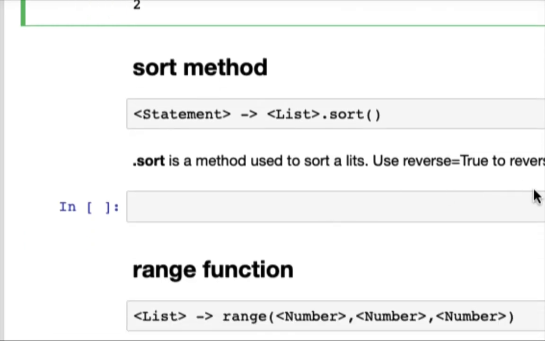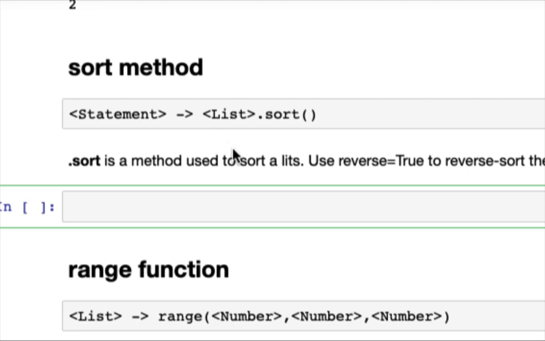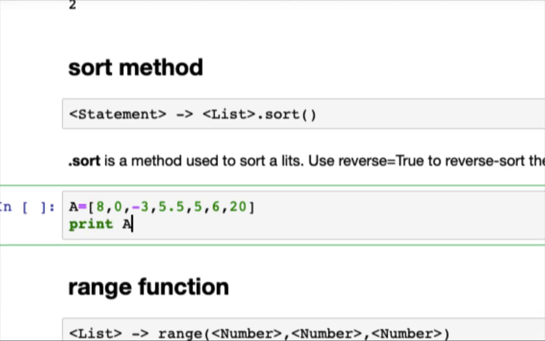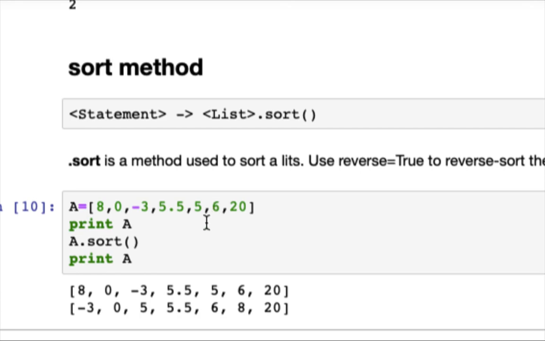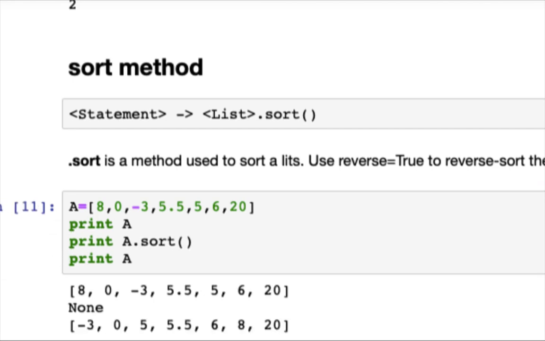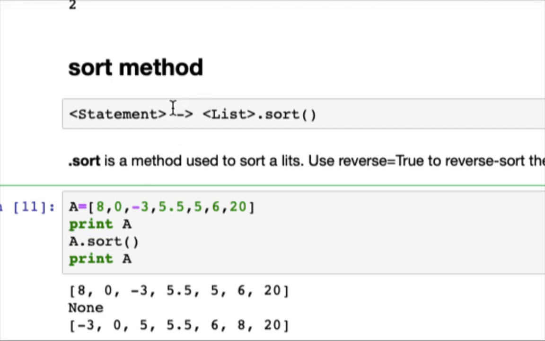Okay, the sort method. The sort method changes the list. It's used to sort it, as the name suggests. So, for example, A equal 8, 0, minus 3, 5.5, 5, 6, 20. Print A, just to be sure. And then A dot sort. Print A. It changes the list. Does it return something? I write here that it does not return something, but let's check. No, none. It doesn't return anything. In fact, here I write statement. This means that it's simply a statement, an instruction. Statement means instruction. It doesn't actually give back something.